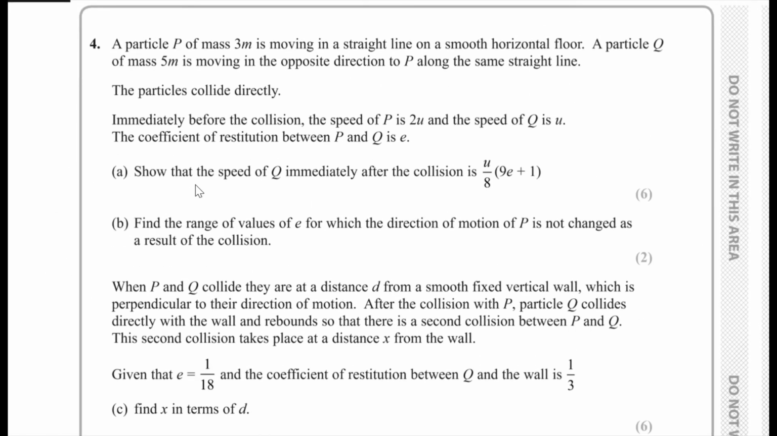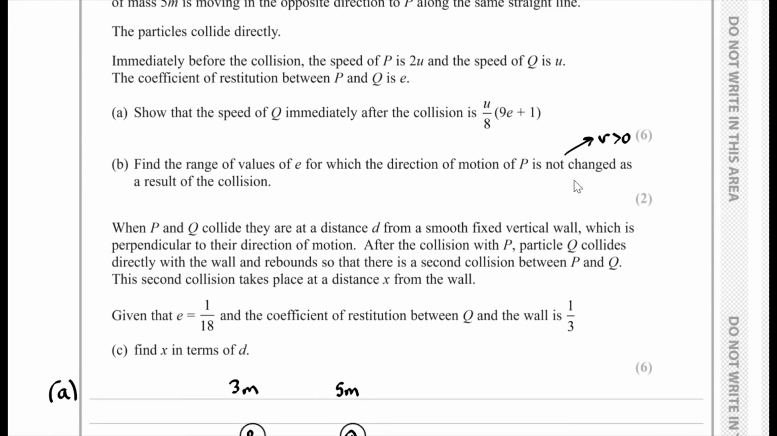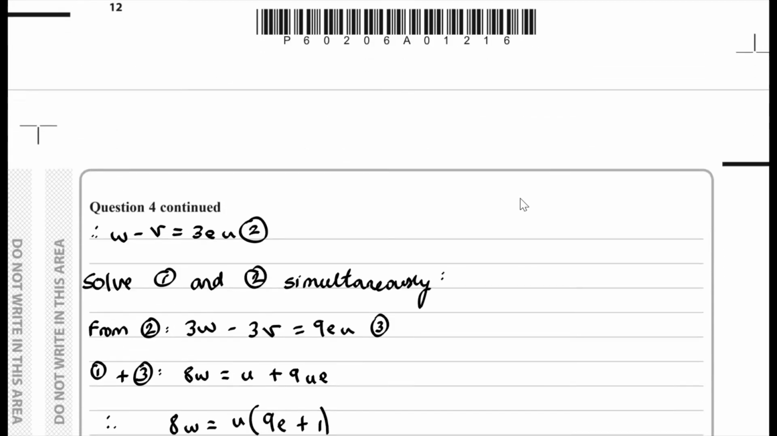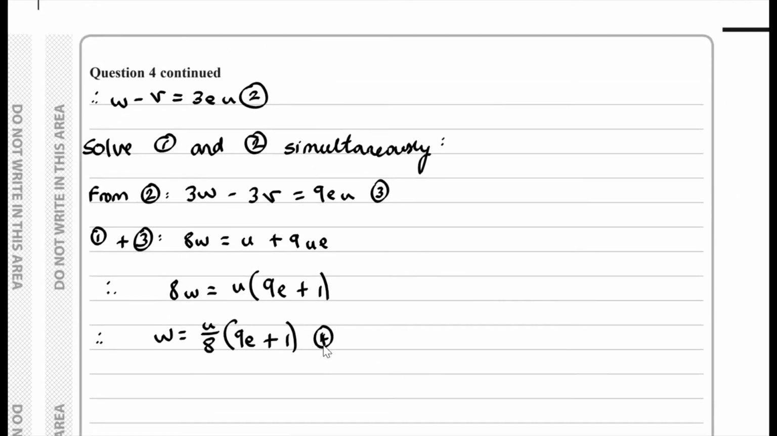For part B, we have to find the range of values for e for which the direction of motion of P is not changed as a result of the collision. Well, if the direction is not changed, of course v will be greater than 0. But before anything, we need to actually find out what v is, and we can do that by substituting equation 4 into a rearranged form of equation 2.